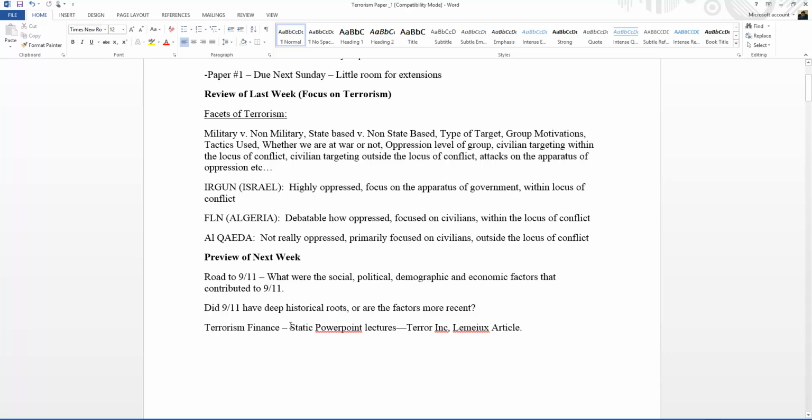The next point, terrorism finance. One thing I wanted to say is that as opposed to the other PowerPoint lectures you received, this is a static PowerPoint. You don't hear my wonderful voice speaking. And then you'll see the Terry Inc. and Lemieux article, which you'll talk about in the discussion section.